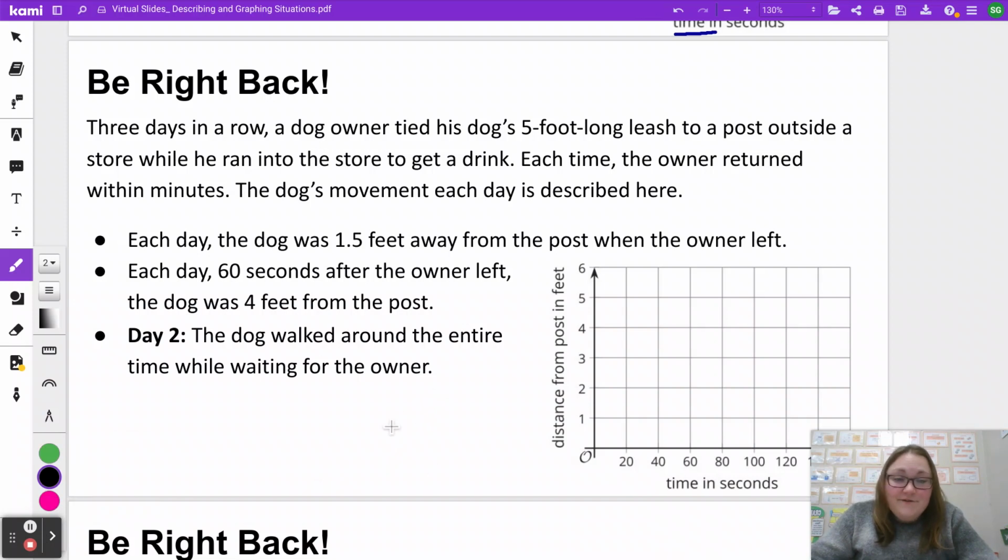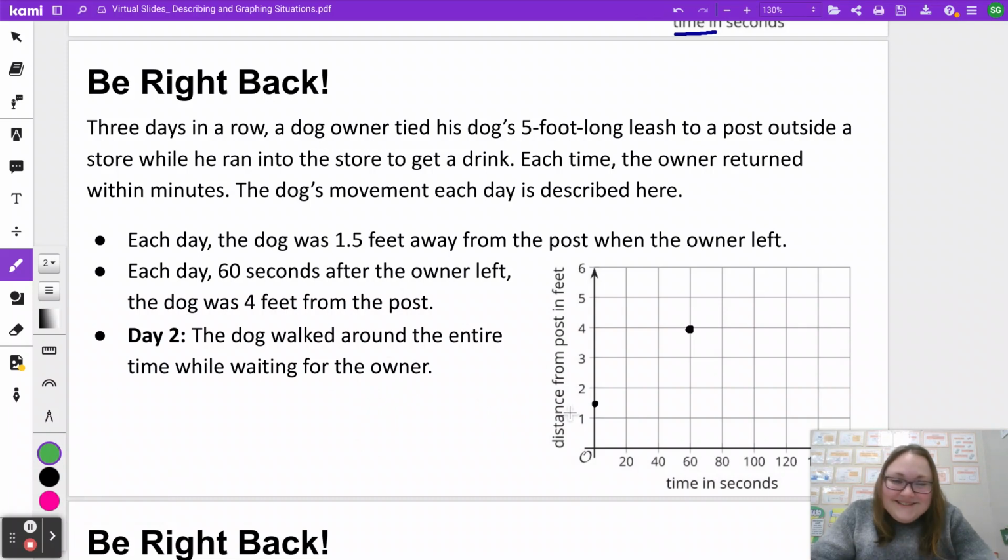Coming back to it, the first thing I would do is the same thing we talked about for that last one. I know the dog is 1.5 feet away from the post when the owner left. So I know my line has to start right here, that everyone should have the same. And I also know 60 seconds after the owner left, the dog was 4 feet away. So I also know my line has to go through that point right there. The rest of this line just has to show that the dog is walking around the entire time.